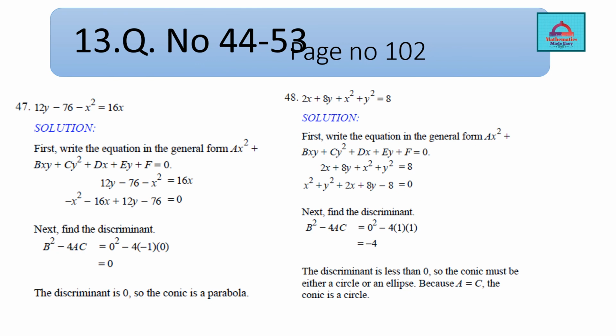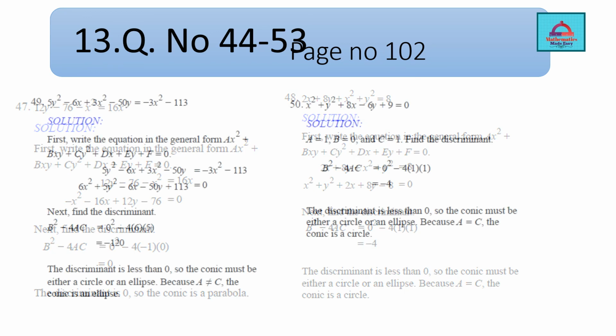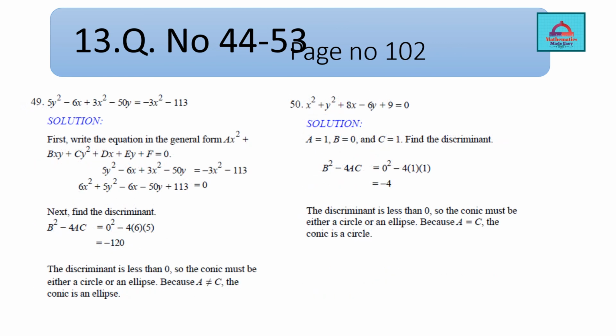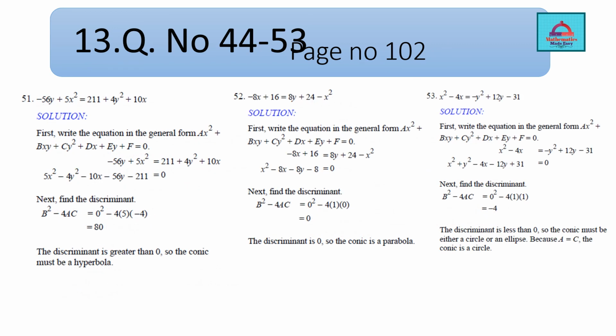So solve question 47 and 48 in a similar way. In 47 it is a parabola, in 48 it is a circle. In the next questions 49 and 50, you can see one case is ellipse, another case is circle. Then you have 51, 52, 53. The answer key is shown here. Please check your answer and practice more questions on discriminant.